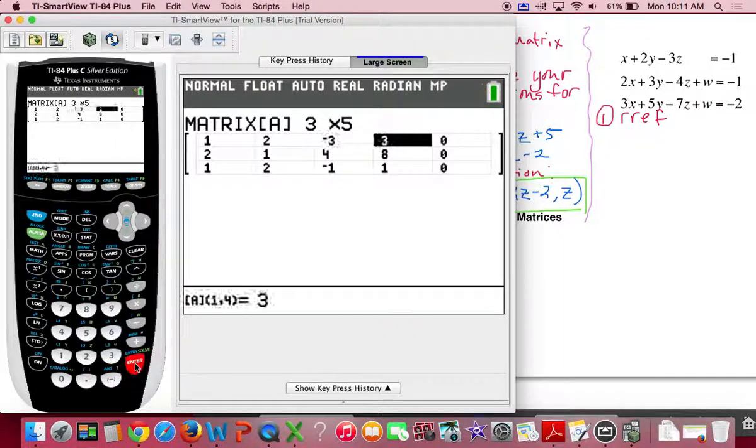On that first row, you're missing the w here. What do you put in for that missing w? A 0. Good.